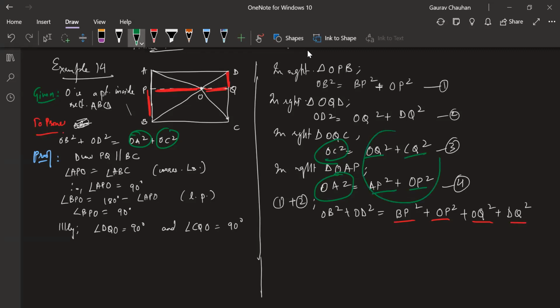Okay, I'm going to mark these on the diagram. This is how I'm thinking. I'm explaining you my thought process here. So OQ square is already there. OQ square is one of them. CQ square is this one. AP square is this one. And OP square is this one.